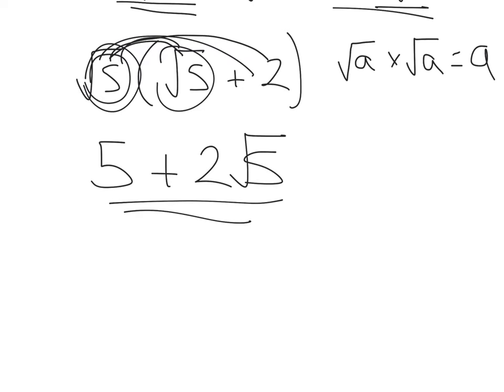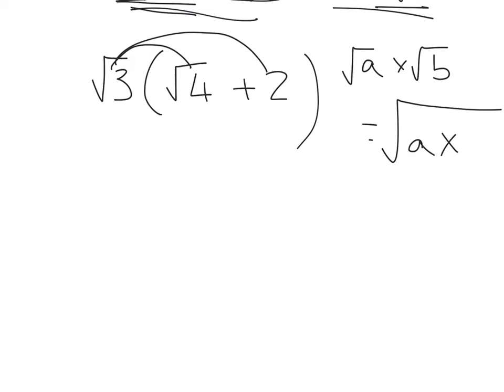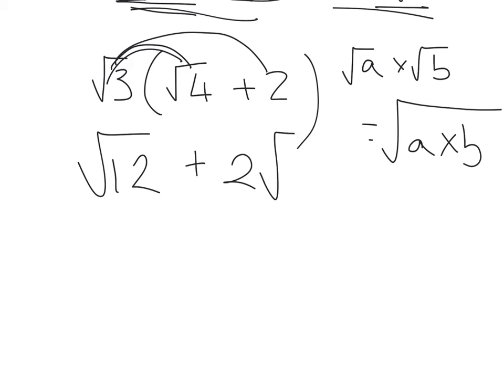Final answer. We've now got root 3 bracket root 4 plus 2. So root 3 times root 4 and then root 3 times 2. Root 3 times root 4 is root 12. And that follows the rule that root a times root b is equal to the square root of a times b. So root 3 times root 4 is root 12. And then root 3 times 2 is just 2 root 3.